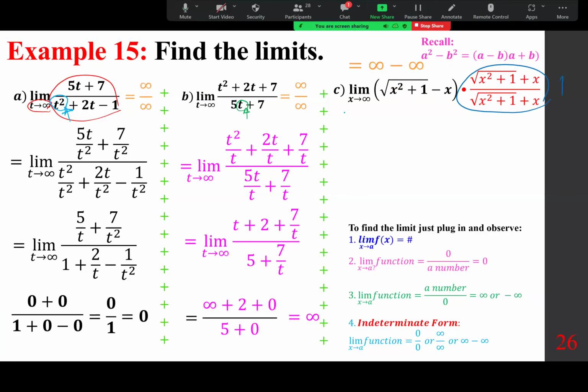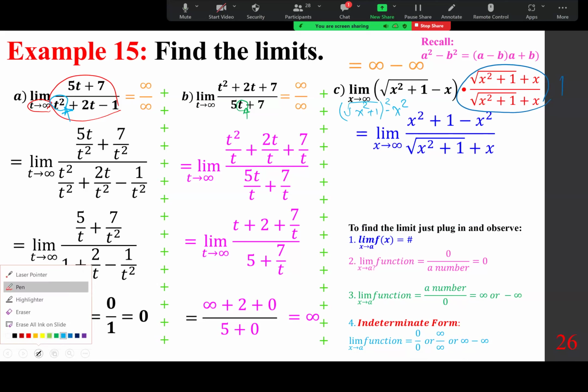so we get the first one, square root of x squared plus 1, squared minus x squared. And this is what we get. X squared plus 1 comes out. X squared and minus x squared cancel each other.